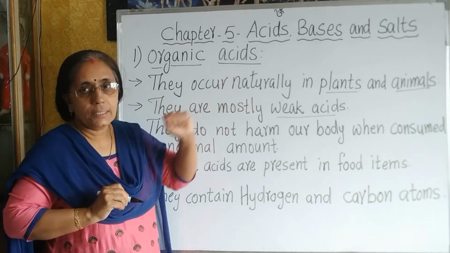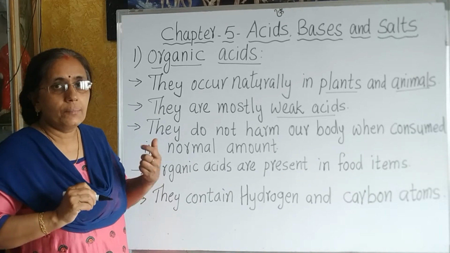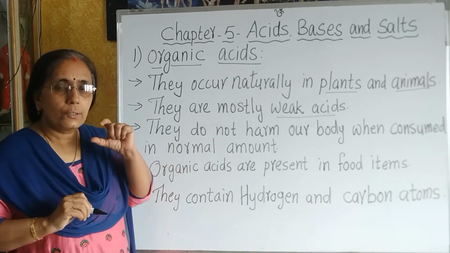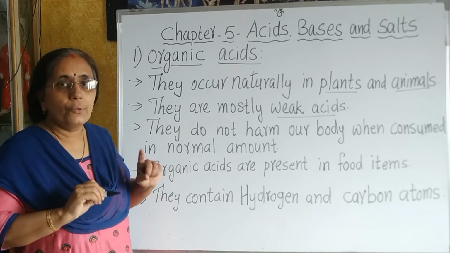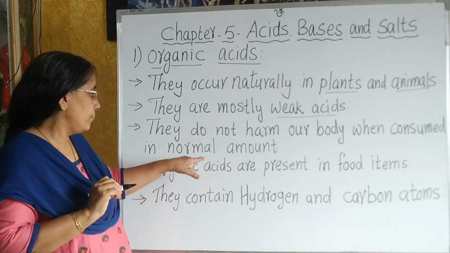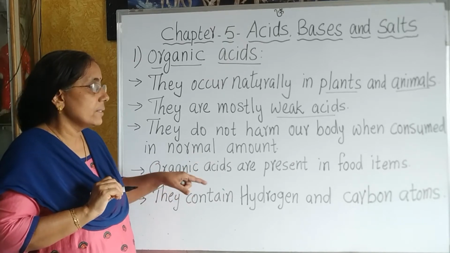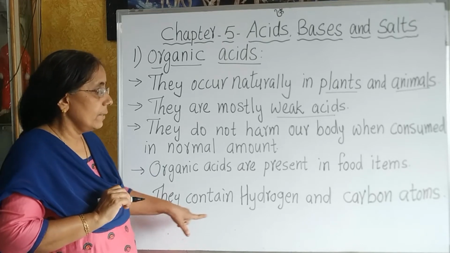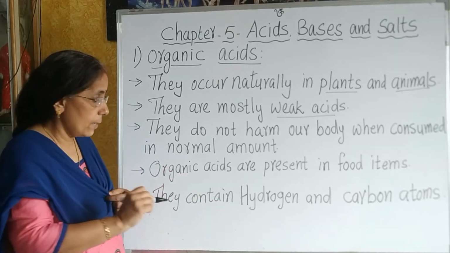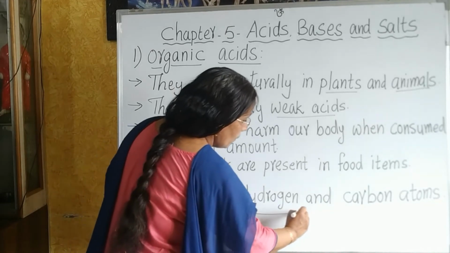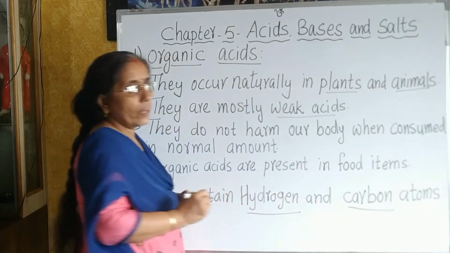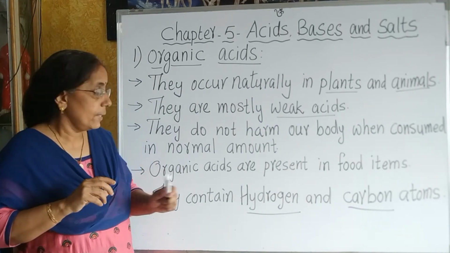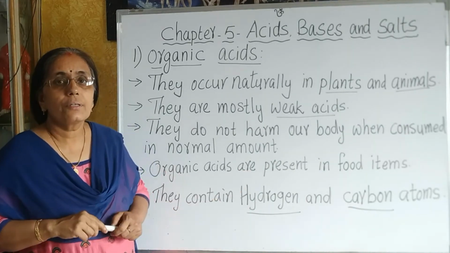Since they are present in plants and animals, we take those plants and animals as our food. So, if we consume these acids in the normal amount, they do not harm our body. Next, organic acids are present in all food items. They contain hydrogen and carbon atoms. Organic acids contain two elements: hydrogen and carbon.